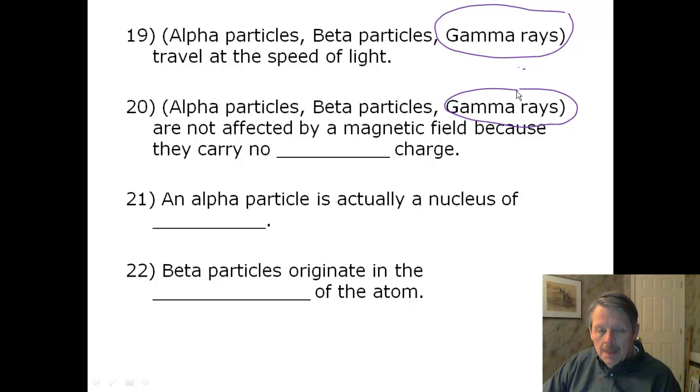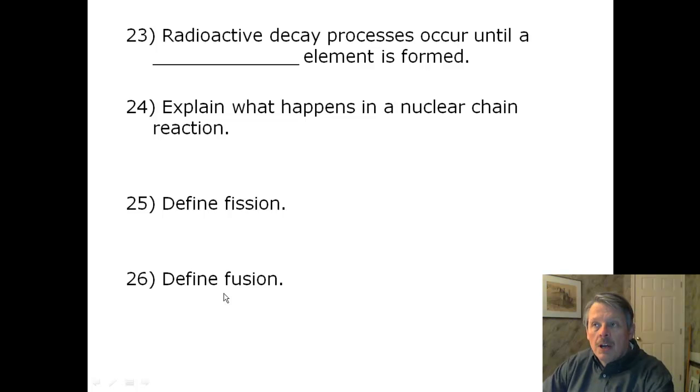An alpha particle is often looked at as a helium nucleus because it has 2 protons and a mass of 4, which is what helium has. Now, beta particles originate in the nucleus of an atom, specifically by a neutron that is breaking apart into a proton and an electron.